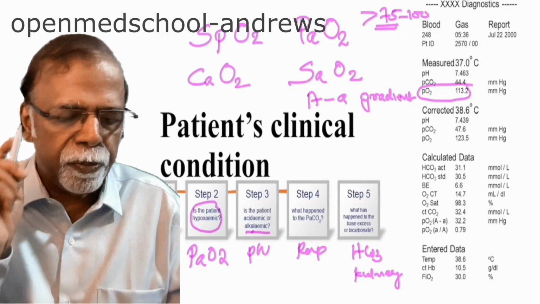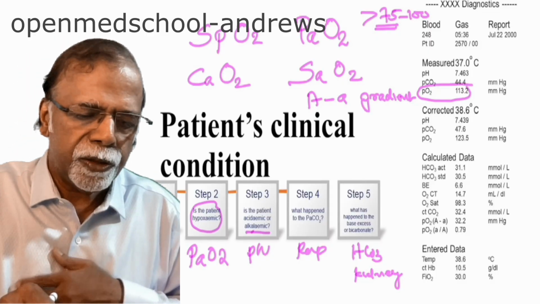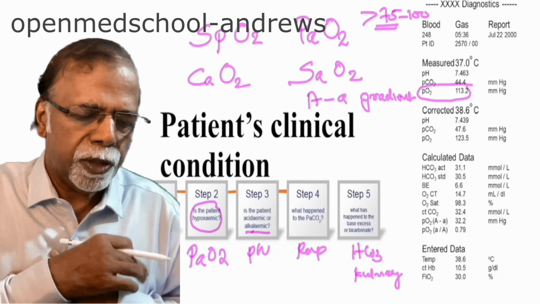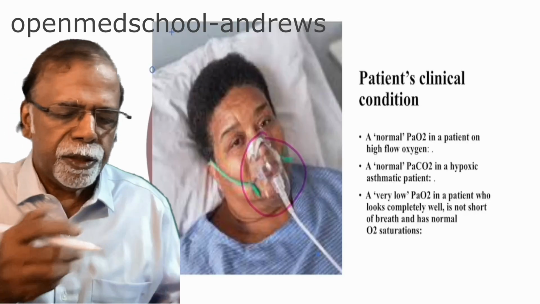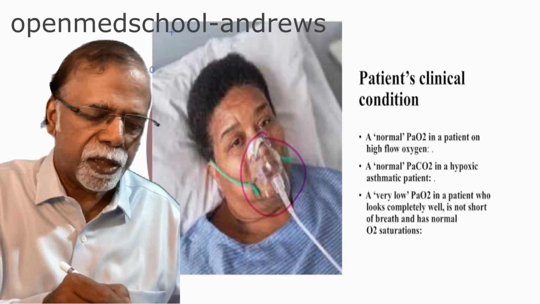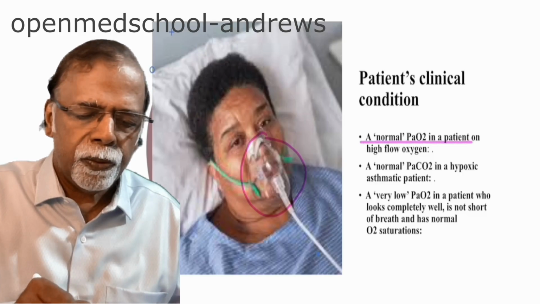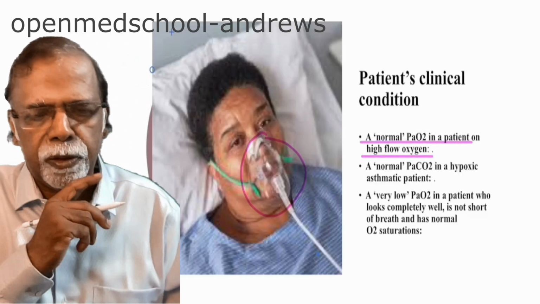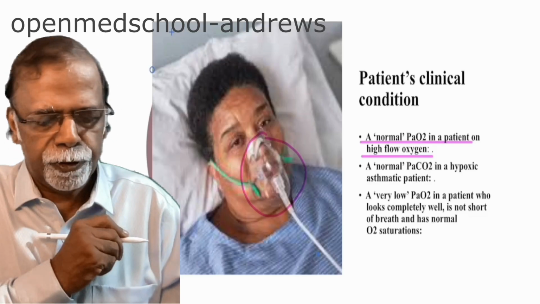This is a very important point to be kept in mind. That is, in room air, the PaO₂ is 75 to 100. Think that the patient is on a face mask like this with oxygen. A normal PaO₂ is definitely abnormal. That is what you should look into, the clinical context of the patient.